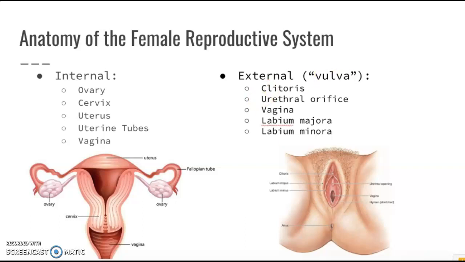The clitoris, you can see up in the top of the diagram here, is a small bud of erectile sensory tissue at the anterior end of the vulva, and this has lots of nerve endings. And the urethral orifice is where urine is excreted.